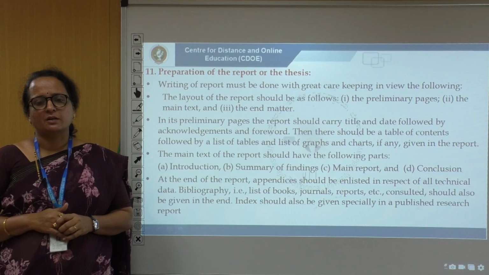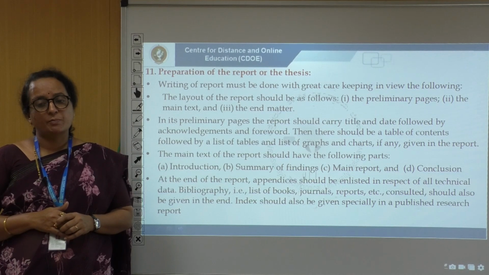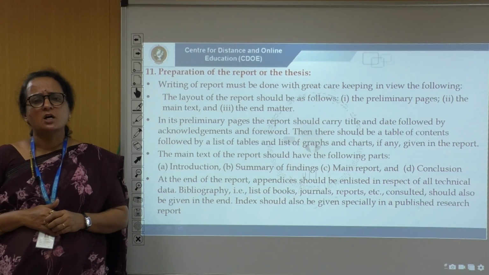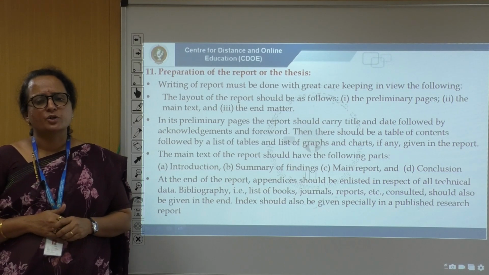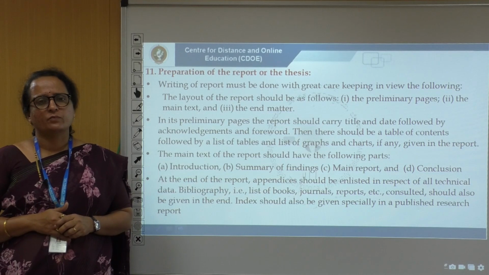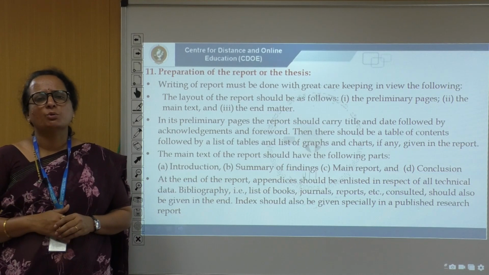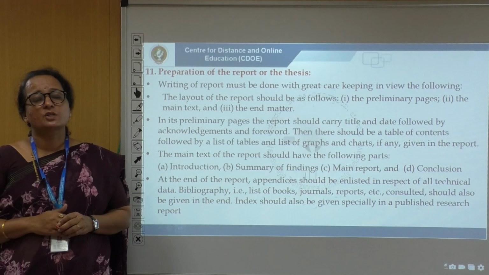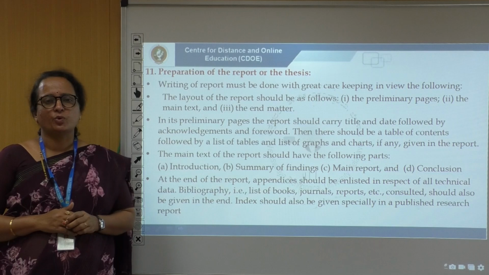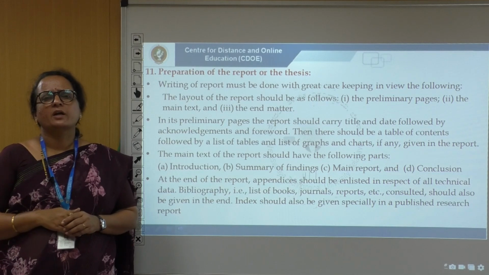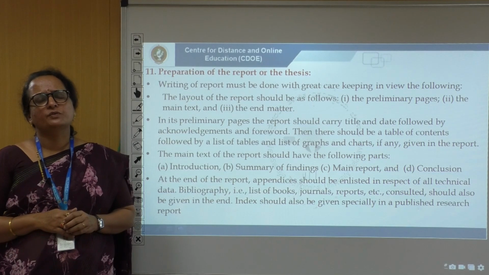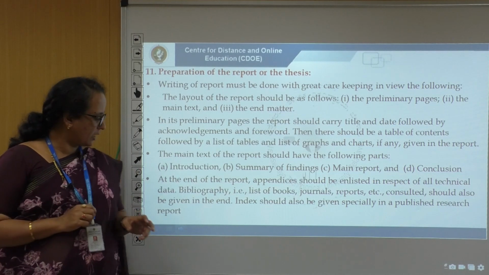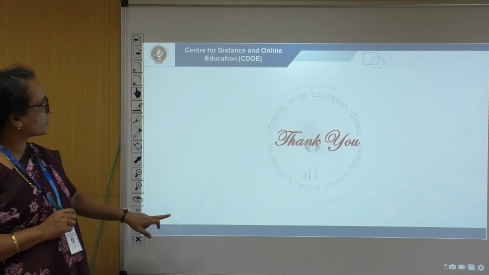Bibliography is the last section. The list of books, journals, websites, encyclopedias, YouTube links and reports which were consulted should also be given in the end part. Some of the reports will also contain an index, which is included in the published research report. The index will give some of the definitions or meanings of the words used in the report. So this is all about the preparation of the report.